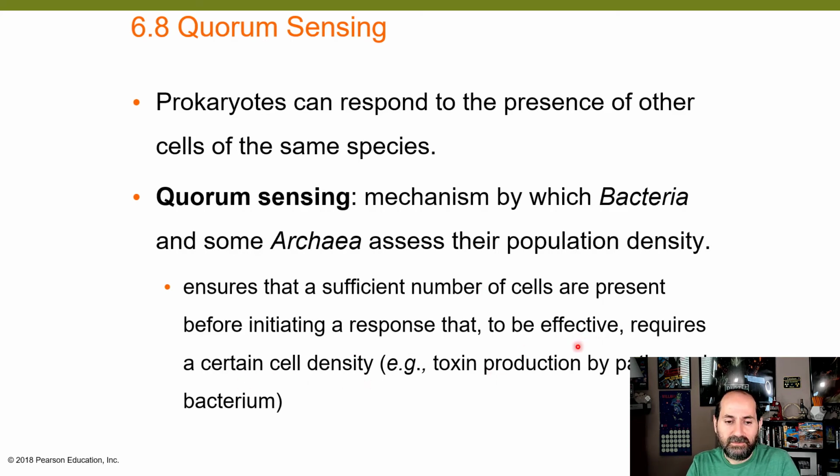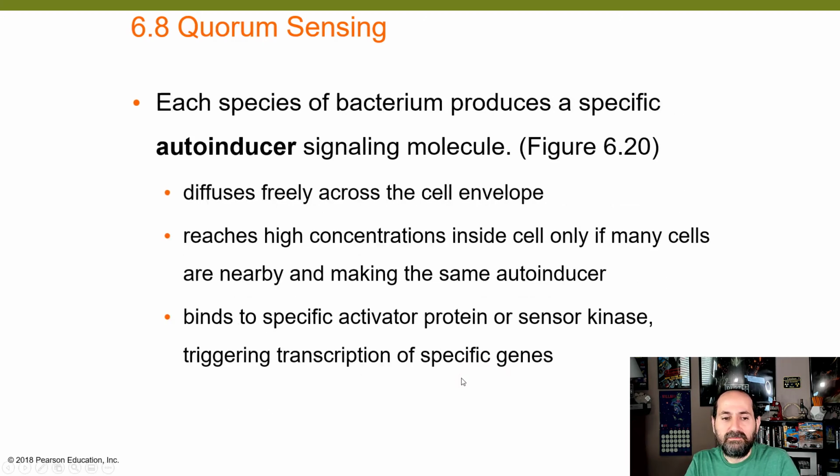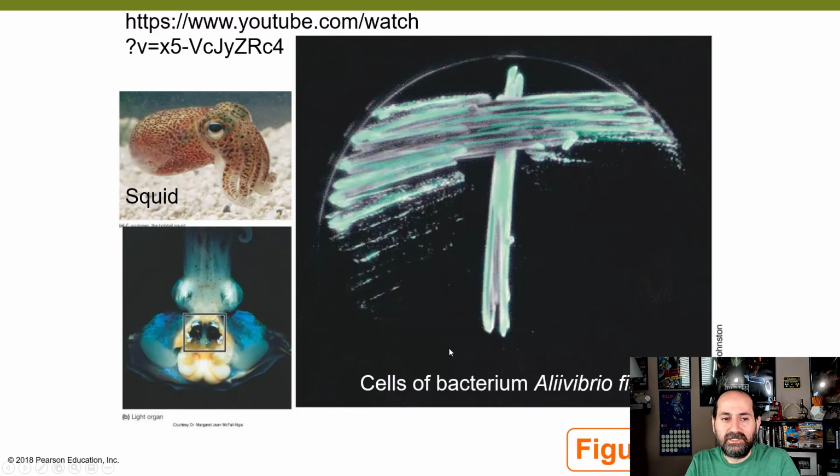So, for example, producing a toxin. Why would you put the effort into producing a toxin if there aren't enough of you around for that toxin to have an effect? Or bioluminescence. Let me show you.